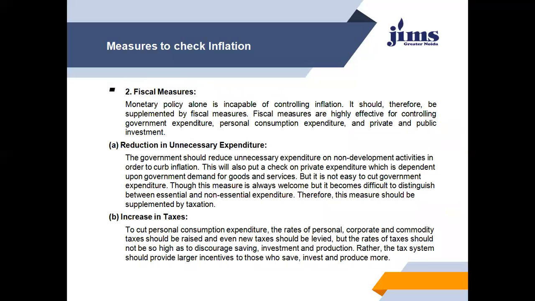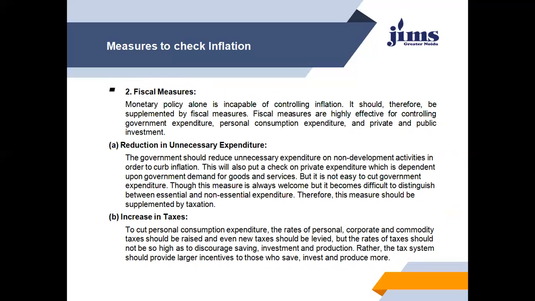If we look at the fiscal measures, one is reduction in unnecessary expenditure. If the country is going through a slowdown, the government can cut down on its unnecessary expenditure and can route that money towards good programs which can ultimately contribute to economic development.